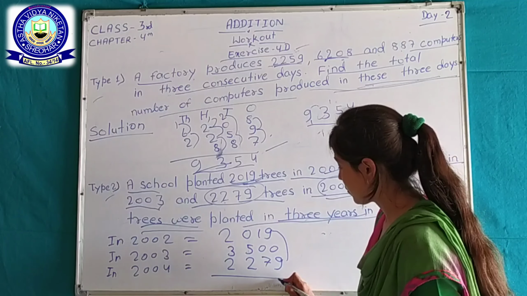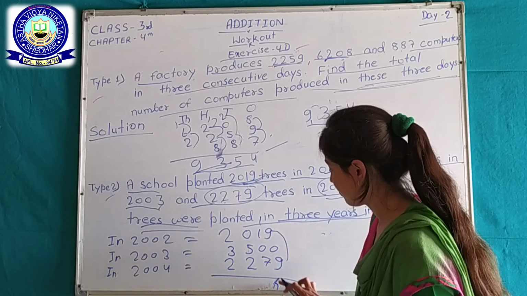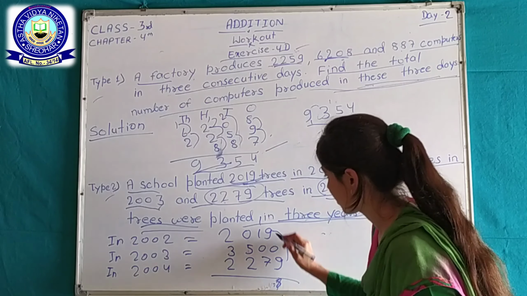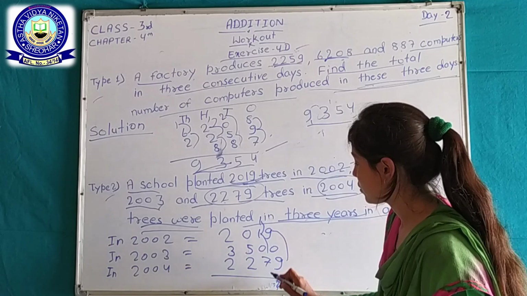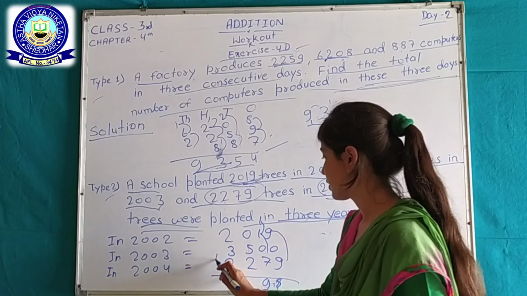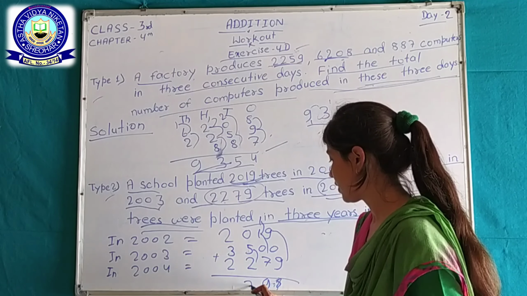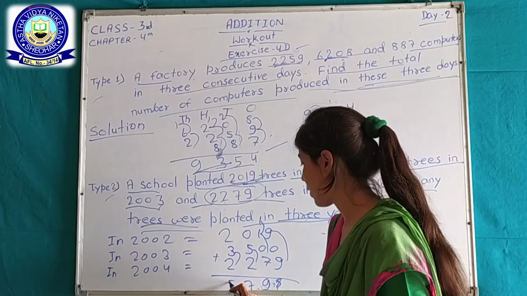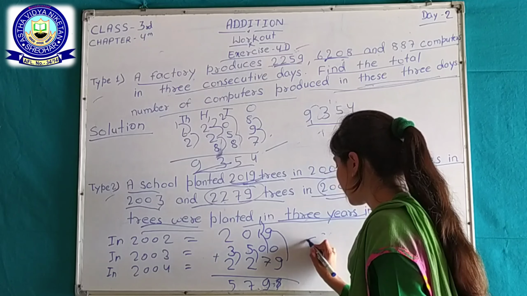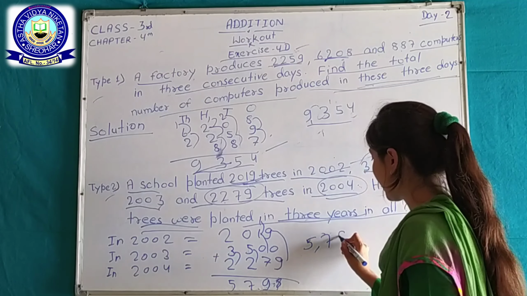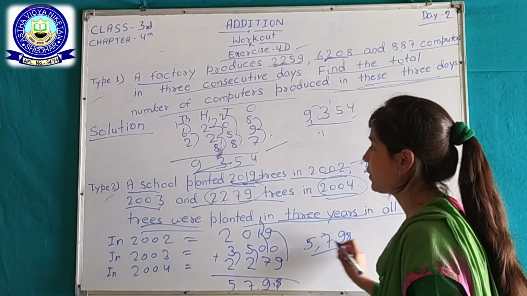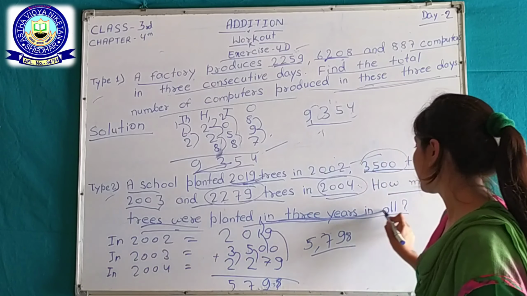9 plus 9 equal to 18, carry 1. 1 plus 2 plus 7 equal to 10... then 5 plus 2 equal to 7 and 3 plus 2 equal to 5. 7,798 is the number of trees planted in 3 years in all.